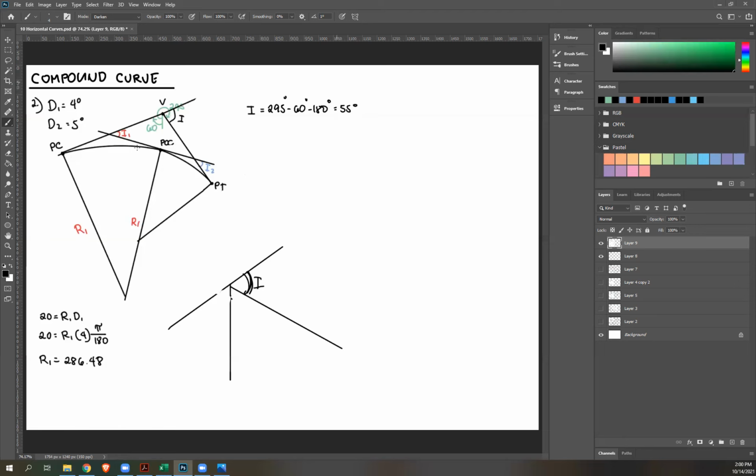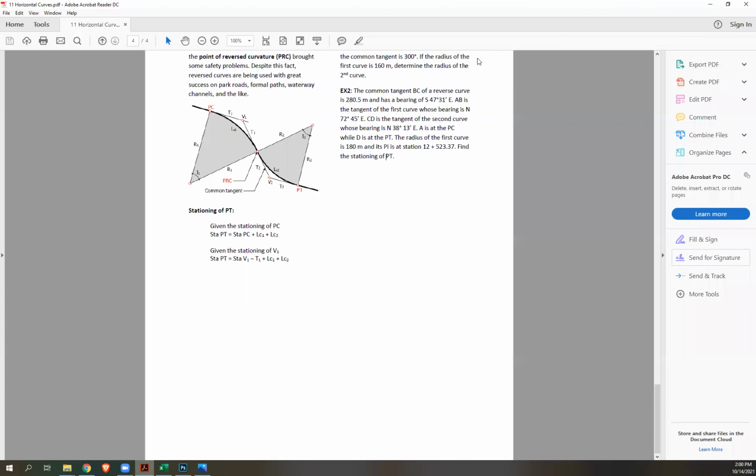But again, the goal is to get I1 because I need that to get the length of curve for the first curve. So now I'm stuck, right? I've used up my azimuths. Now, if you're stuck, one thing you can do is look at your given again. We're given stationing, so let's use that.